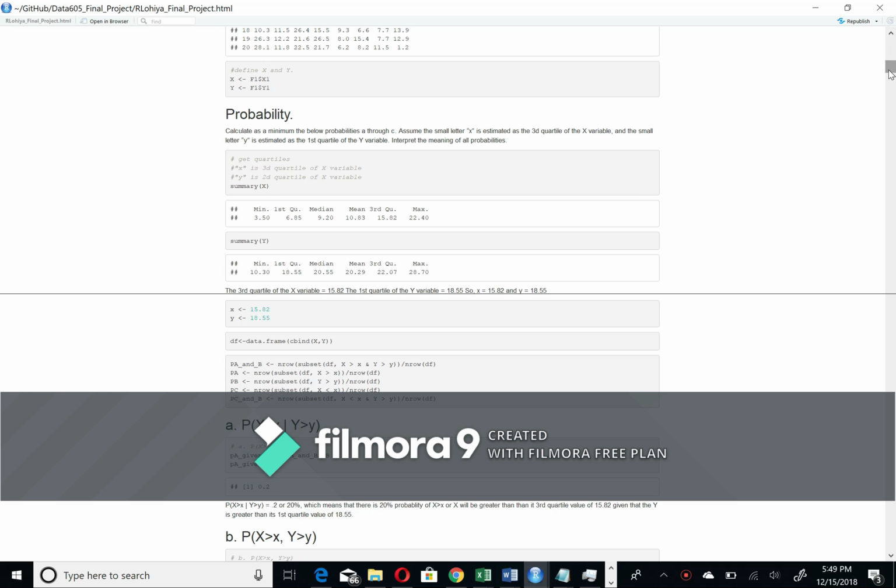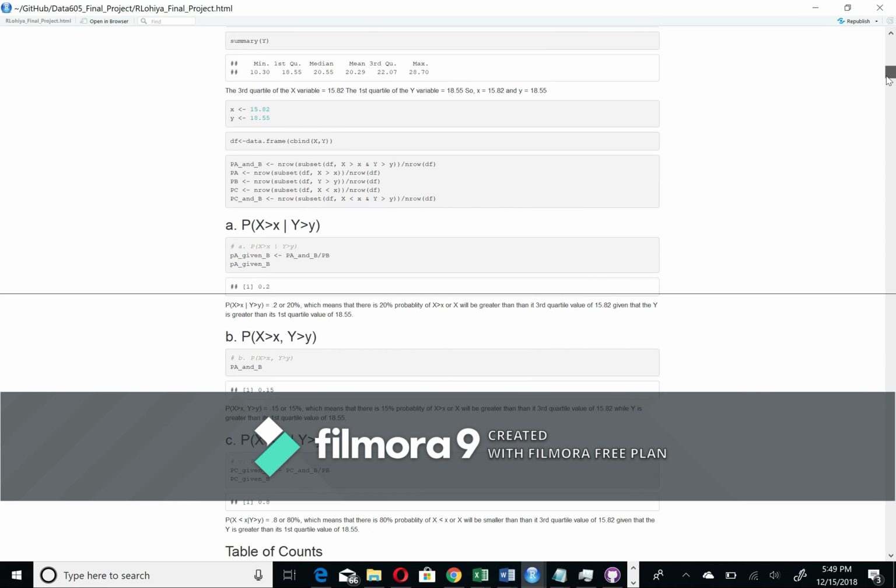Then I started with probability. The first thing I did was get the quartiles. You can see I have calculated the quartiles here, and then started with my first problem, that is the probability of x greater than small x given that y is greater than small y. It came out to 0.2.